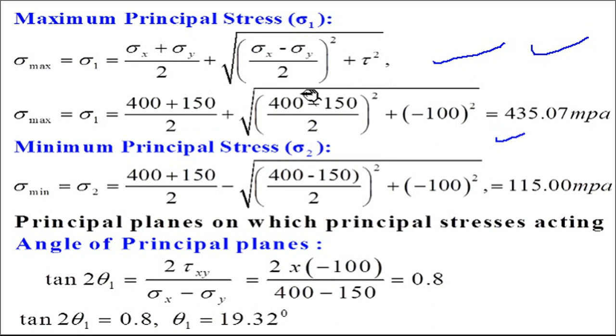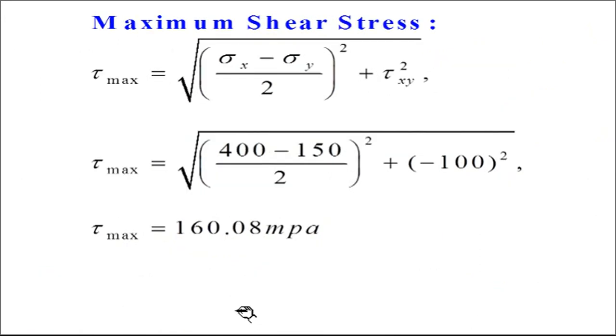So you put all these values for sigma x, sigma y and tau, because all three are given. You will get maximum principal stress sigma 1 as 435 and minimum principal stress as 115 MPa. And you have to calculate the angle also. So tan 2 theta 1 equals, put all these values and find out the angle. Theta 1 is 19.32, so theta 2 will be 19.32 plus 90. And for maximum shear stress, using the formula you have to calculate it.